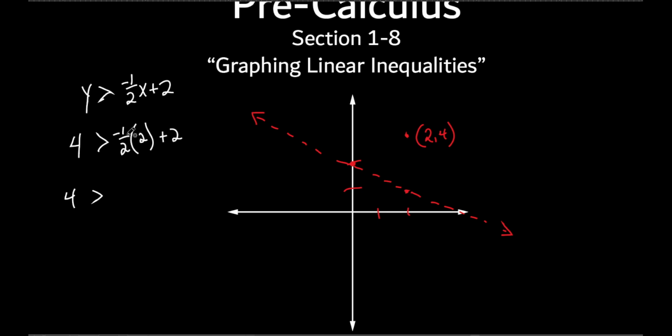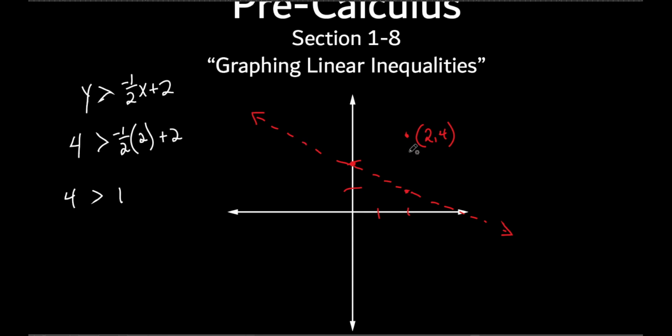What's this going to be? Negative 1/2 times 2, so the 2's cancel. That's a negative 1, correct? Yeah. Negative 1 plus 2 is 1. Okay, here's what we're looking at. Is 4 greater than 1? Yes, it is. Not a hard question. 4 is bigger than 1. All right, so we learned that in pre-calculus. 4 is bigger than 1.